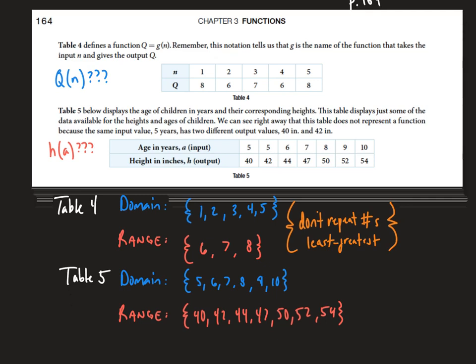So again, what I'm talking about here is all the inputs there are, all the outputs there are. What are the numbers I can plug in? What are the answers that would come out? They're not connected at all. Like 1 hasn't anything to do with 6, right? 2 doesn't have anything to do with 7. It's just purely a list of numbers. So that's all it is. So that's how you find domain and range.